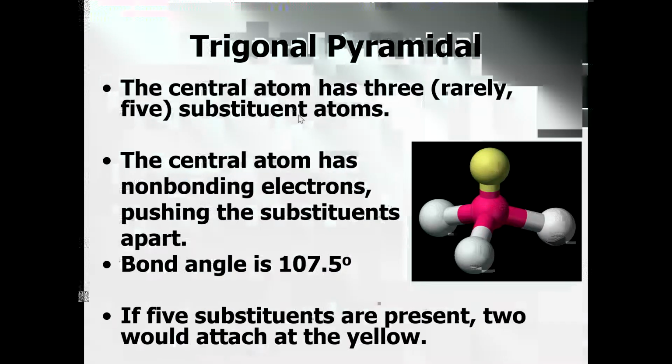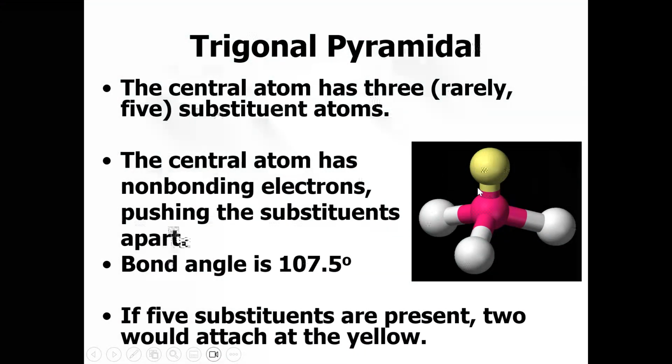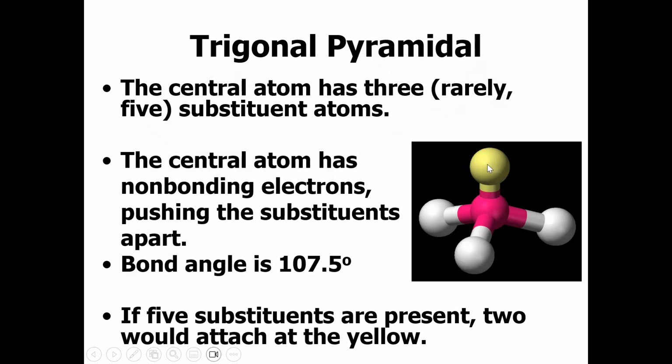The next shape is trigonal pyramidal. Now, if you can imagine this shape on the right-hand side and pretend that yellow one is a non-bonded pair, these 3 whites and the pink would make a pyramid with a triangular base. This happens when we have 3 and sometimes 5 substituents. Normally it's 3 substituents and a non-bonding pair that takes this yellow non-bonding pair and pushes those other 3 out of the way. This is where the bond angle is around 107.5 when you have that 1 non-bonded pair.